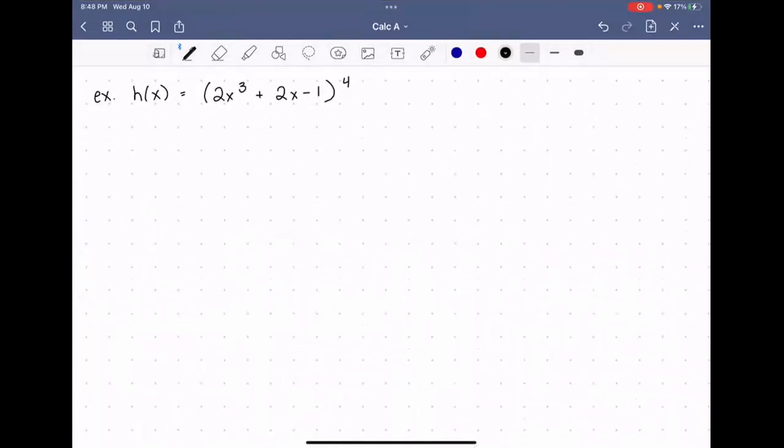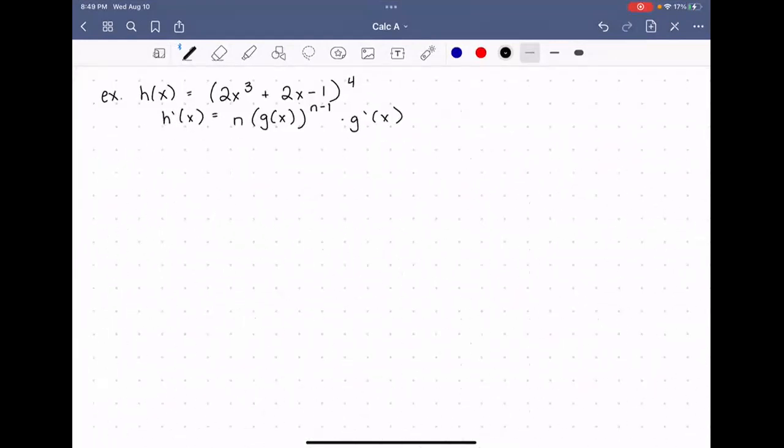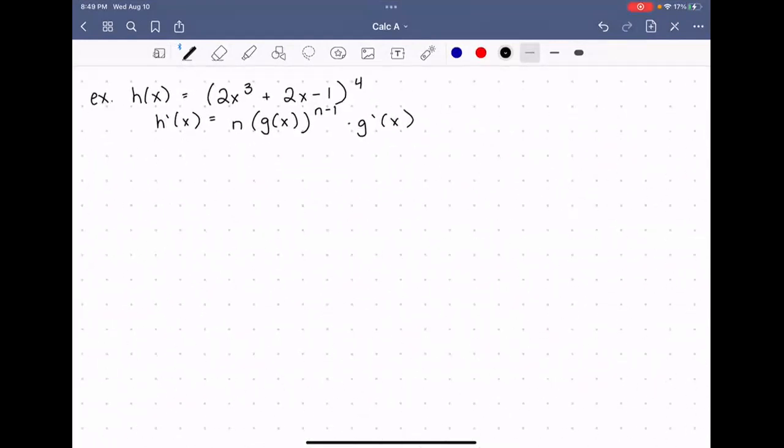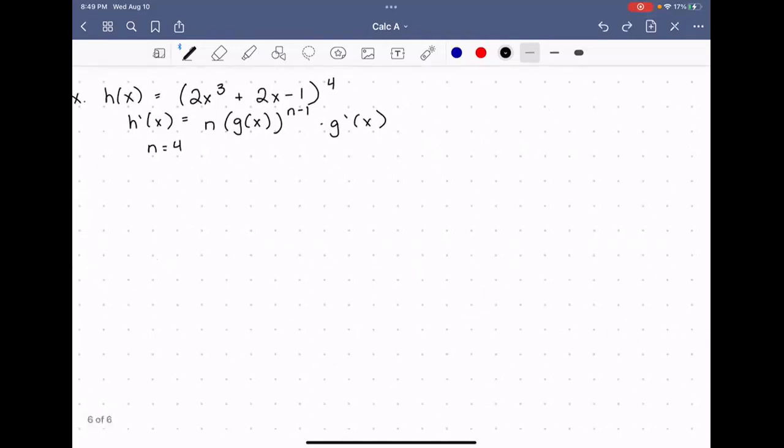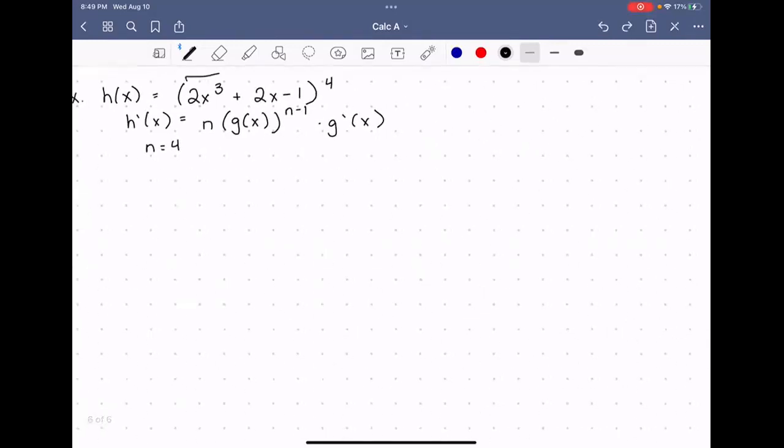So the rule states that the derivative of h of x is going to be n times g of x to the n minus 1 times g prime of x. So look at this setup here. What's going to be our n? Well, n is going to be 4. That is the exponent at the top. Then our g of x is going to be this whole function here.